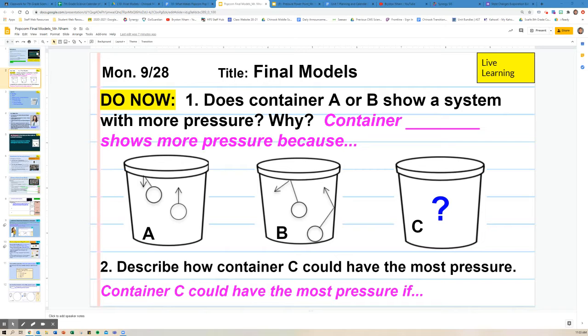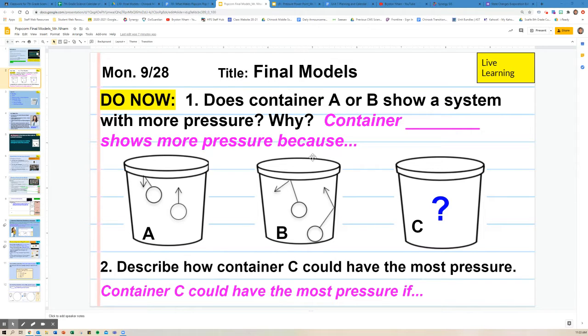And today, guys, we are doing our final models. We're kind of wrapping up our first unit. So before you do that today, I want you to answer this question for me. Does container A or B show a system with more pressure? Why? And I want you to answer the question in pink below with the sentence starter.